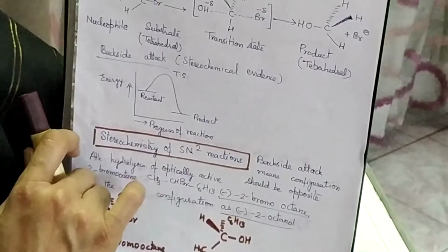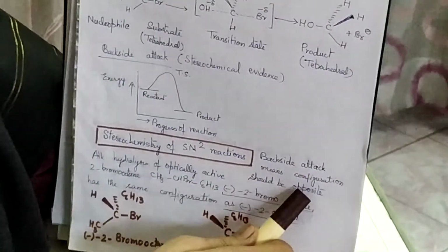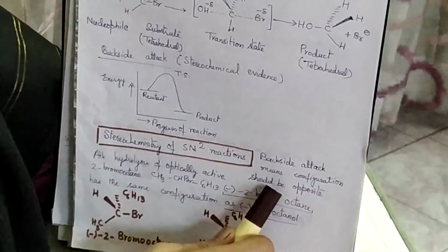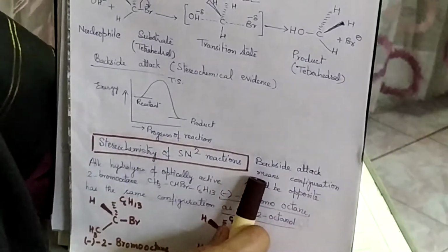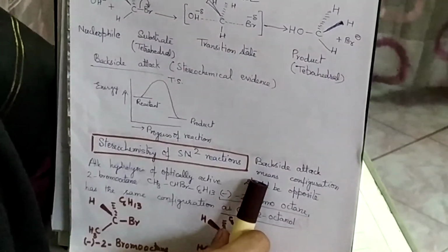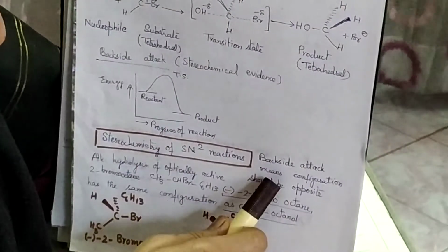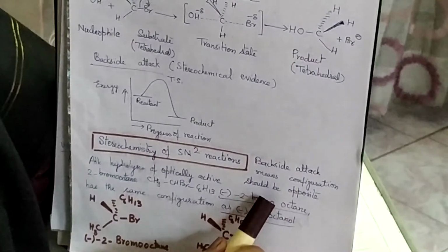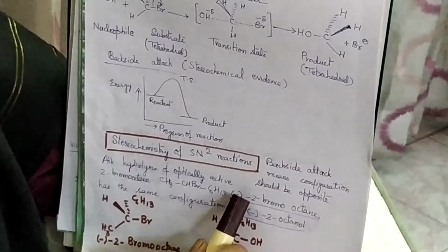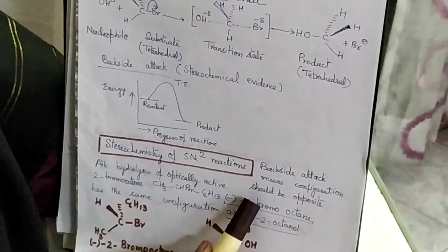Next I am going to talk about the stereochemistry of this SN2 reaction, which is very important. And as I have told you already, the highlight of this is the backside attack. Now backside attack, what do you understand by that? You can get it that if the attack is from the backside, then the configuration will become opposite to the configuration of the original product. Now this needs to be understood. How does this configuration become inverted or opposite to the original configuration?